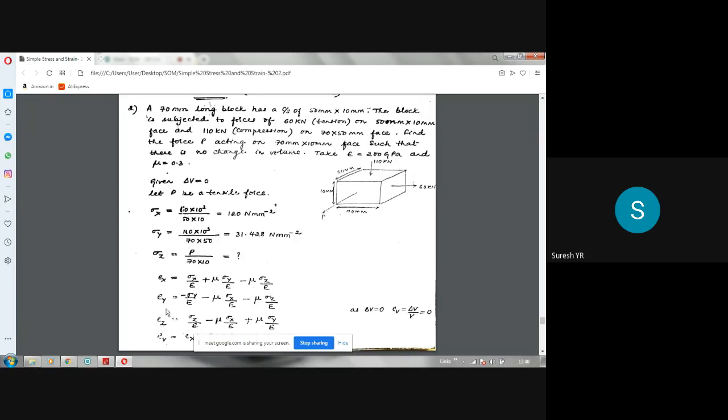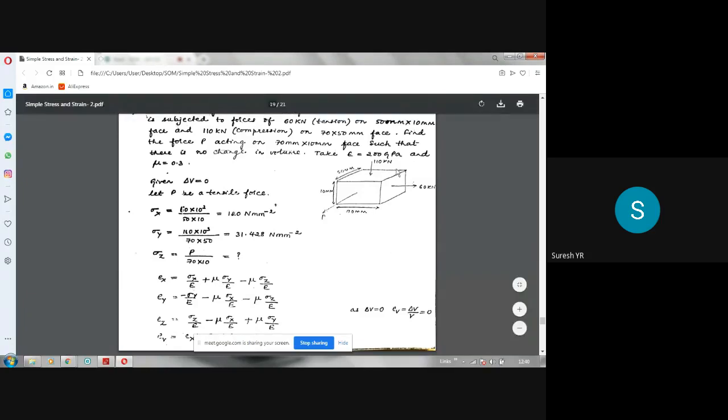Similarly, Ey is the strain in y direction due to all the three stresses. First I will write sigma y in that direction. Sigma y by E will be there. Sigma y is compressive here, therefore minus. I have taken minus sigma y by E. Next, in x direction due to these two stresses, it is tensile. Therefore in y direction it should be compressive, so minus mu times sigma x by E.